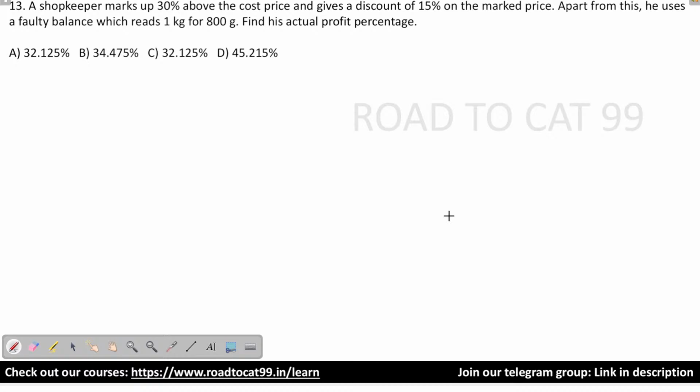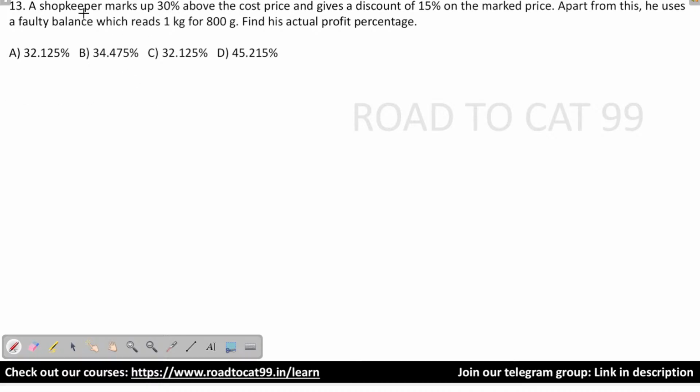The question says: a shopkeeper marks 30% above the cost price and gives a discount of 15% on the mark price. Apart from this, he uses a faulty balance which reads 1 kg for 800 grams. Find his actual profit percentage. If you have covered my faulty balance class on YouTube or in the paid course, you would have solved this question within a few seconds.